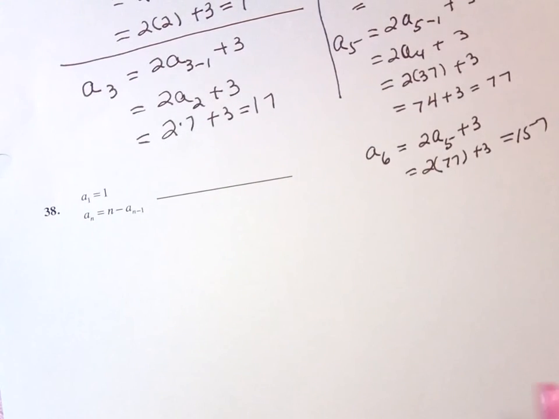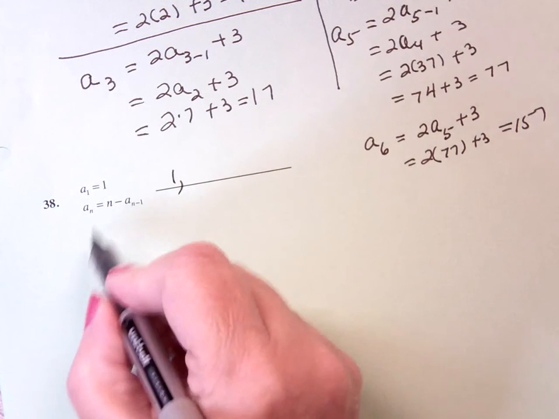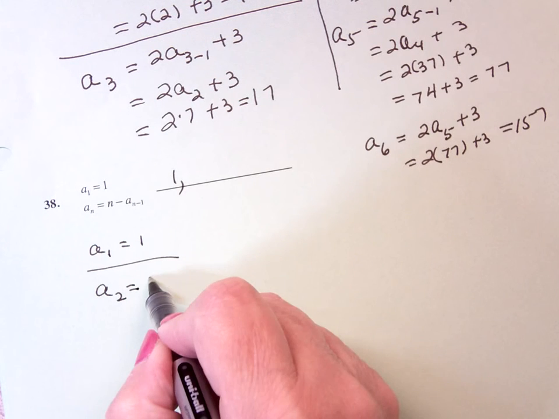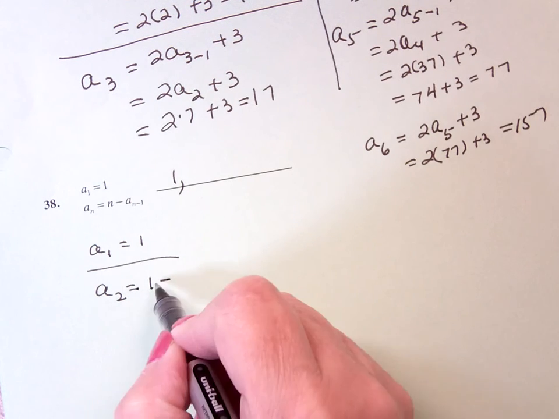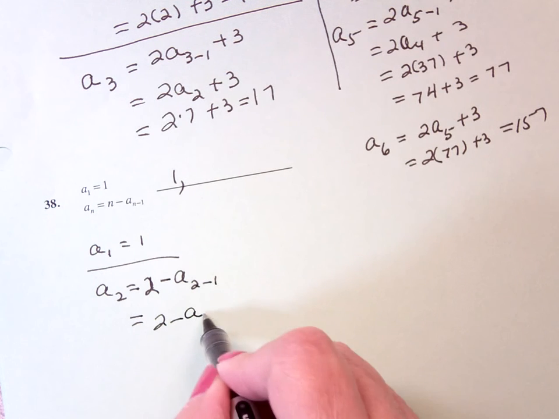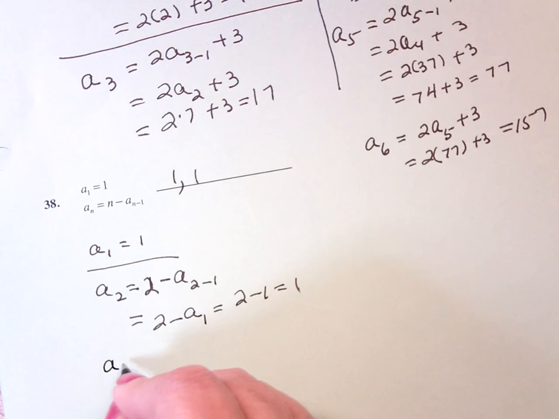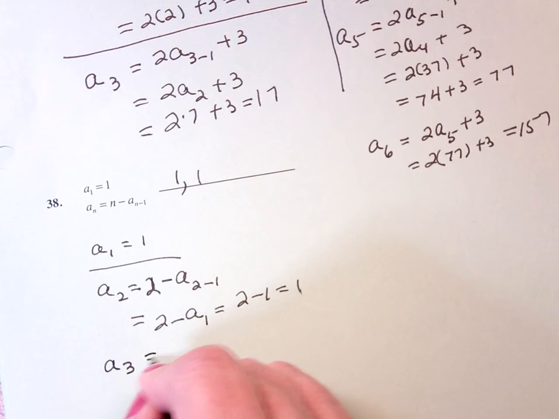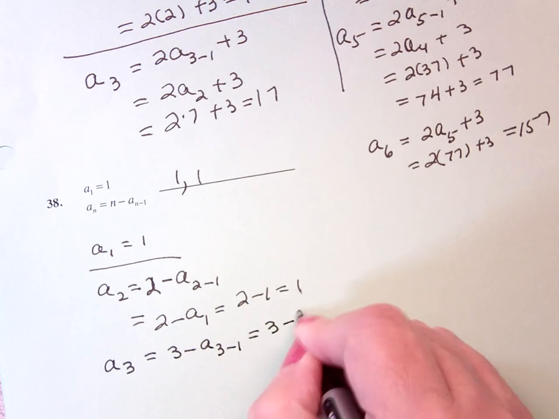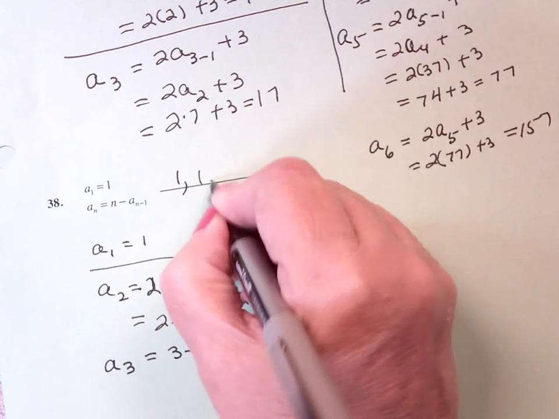Here's the last one of these, thank God. Well, the first one in the list is 1. So I know that A sub 1 is 1, so A sub 2 is n, which is 2, minus A sub 2 minus 1, which is 2 minus A sub 1, which is 2 minus 1, or 1. A sub 3 is 3 minus A sub 3 minus 1, which is 3 minus A sub 2, which is 3 minus 1, which is 2. 1, 1, 2.